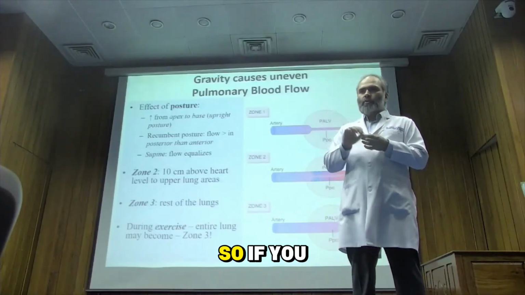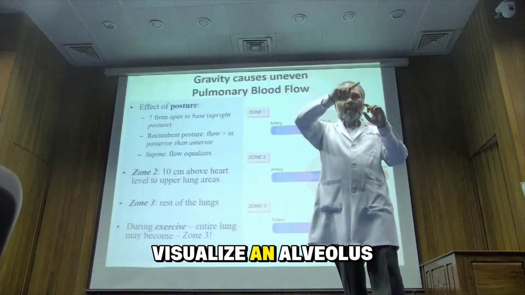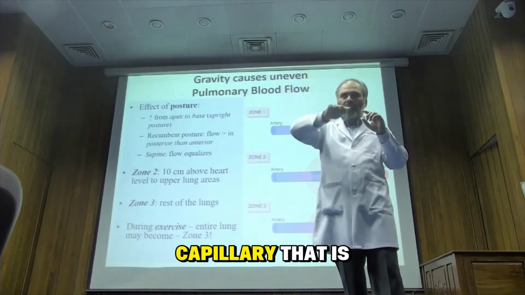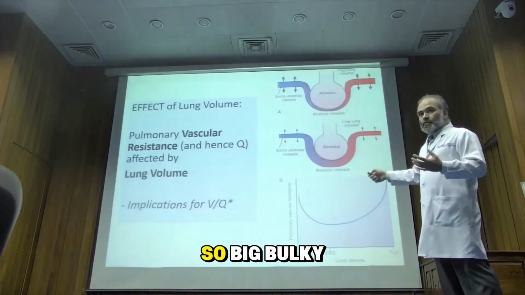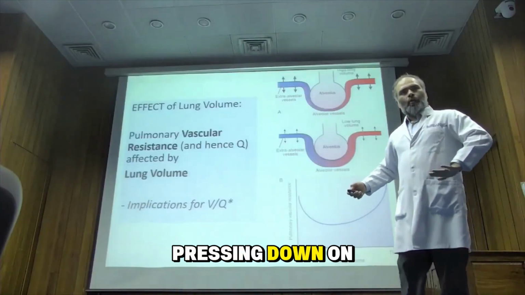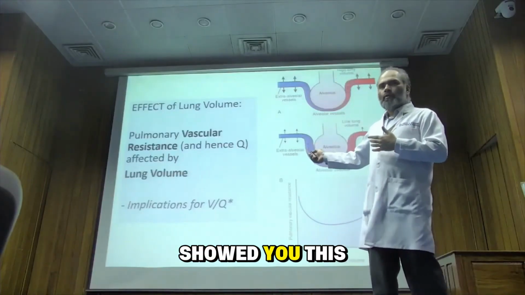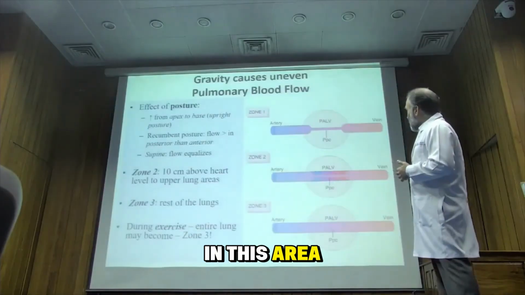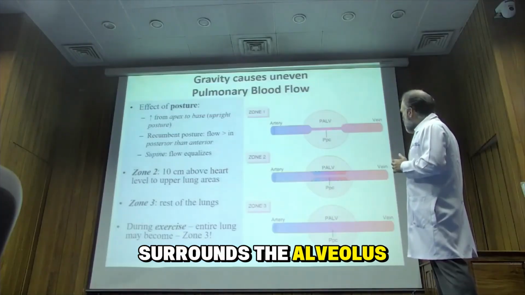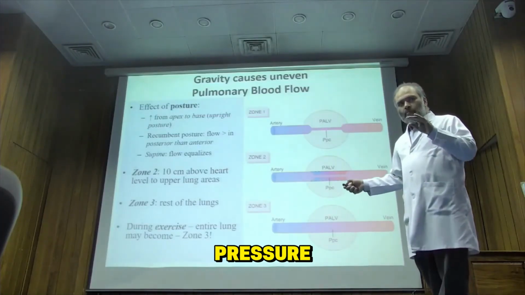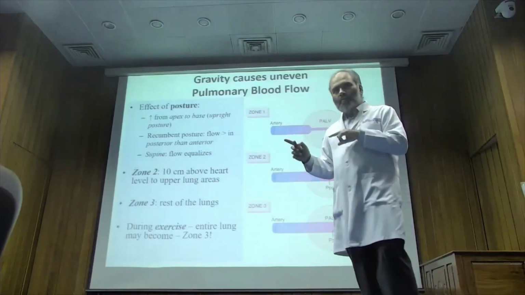region are receiving. So if you lock down to the alveolus model, you just visualize an alveolus and the surrounding capillary that is bringing blood to it. You should always imagine this scenario right here, the top. So big bulky alveolus pressing down on the low pressure alveolar vessel. This is why we showed you this diagram. So in this area, which is the topmost area of the lung, the artery, the vessel that surrounds the alveolus is always under pressure. So low flow, more air. Remember this, please. More air, less blood.